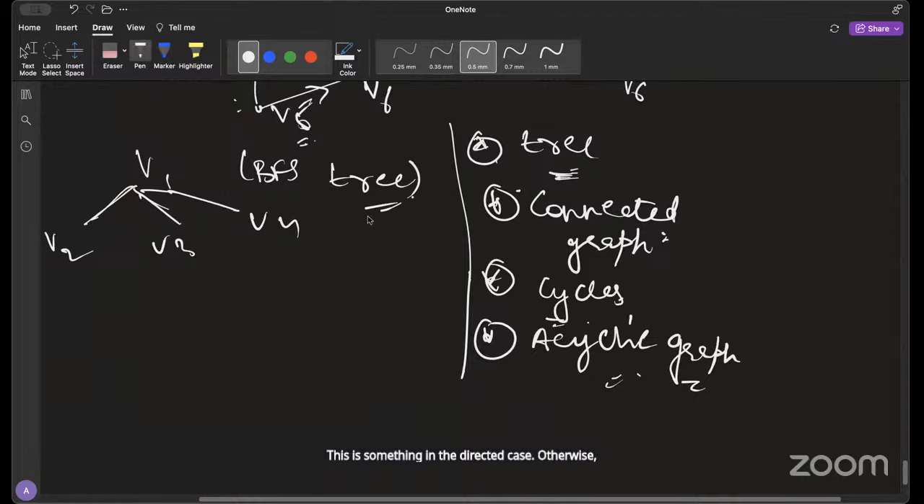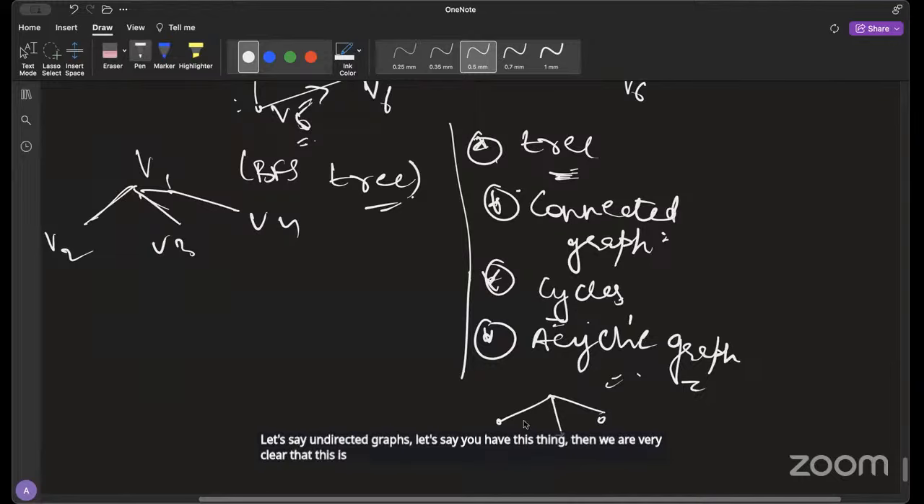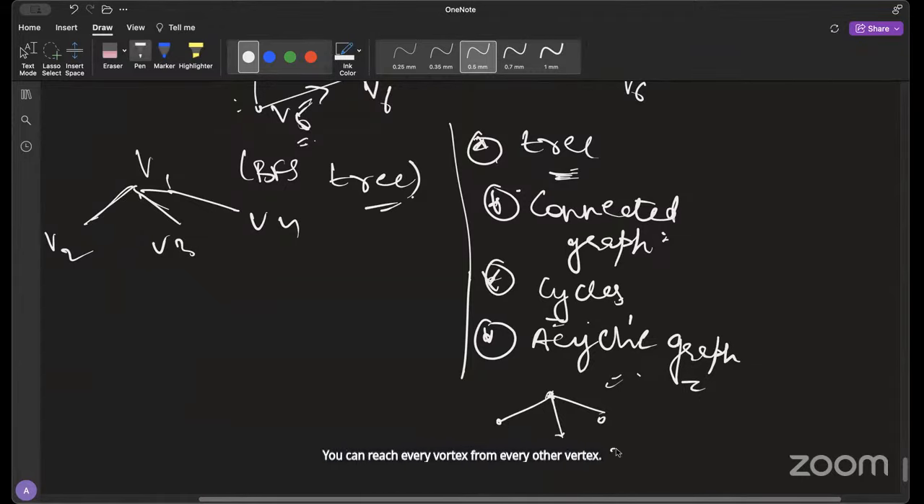Otherwise, when you have, let's say, an undirected graph, we are very clear that this is a connected graph, right? Because you can reach every vertex from every other vertex. But if you have this thing, then it's not a connected graph because now you can't reach from this vertex to this vertex. That's a connected graph. Ma'am, is a tree a connected graph? Yes, a tree is a connected graph.